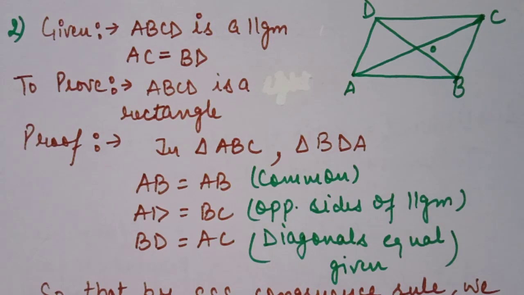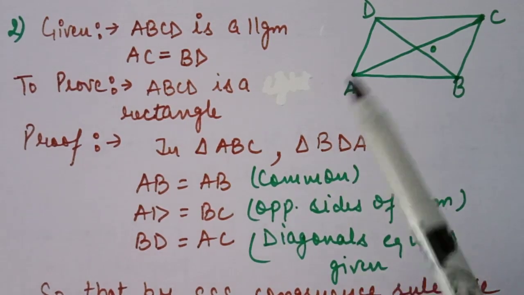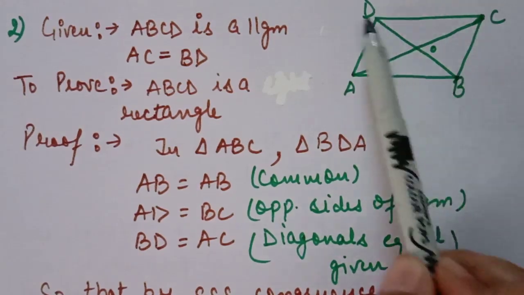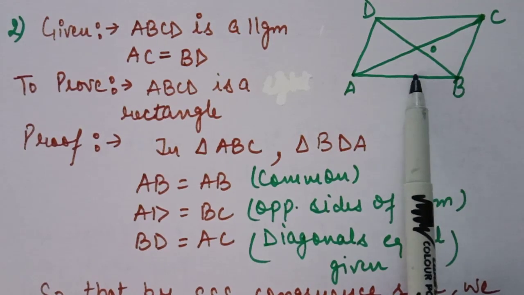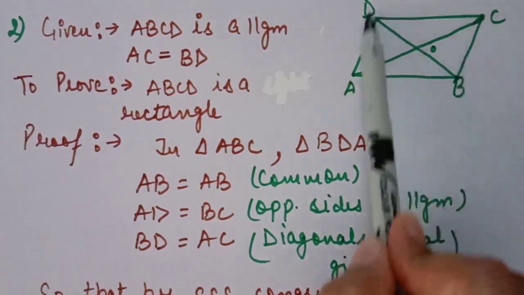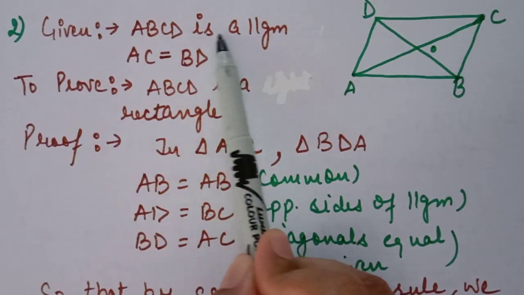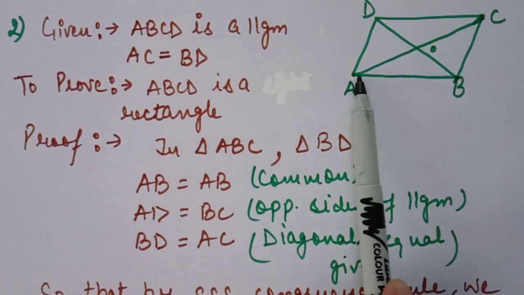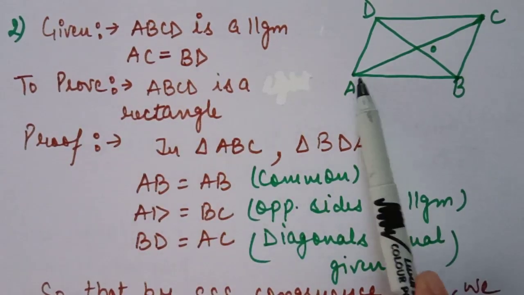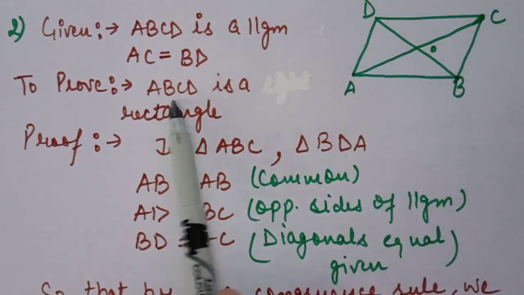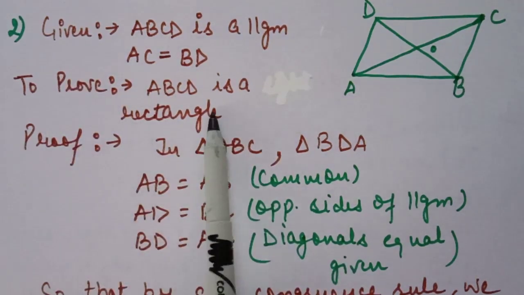So students, question number second of exercise 8.1 is, if the diagonals of a parallelogram are equal, then show that it is a rectangle. It means it is given that ABCD is a parallelogram. So what is given? ABCD is a parallelogram, and diagonals of a parallelogram are equal. It is also given, so AC is equal to BD. We have to prove that ABCD is a rectangle. So you have to write like this: what is given, what is to prove.